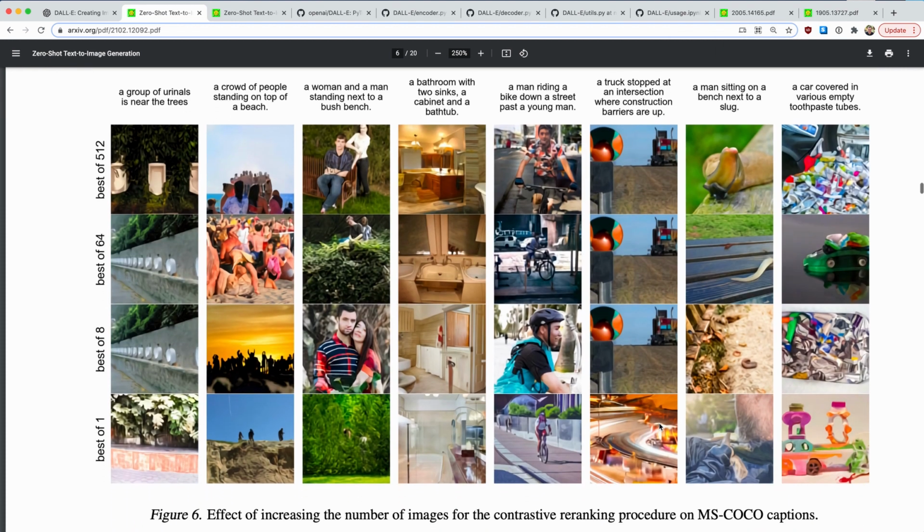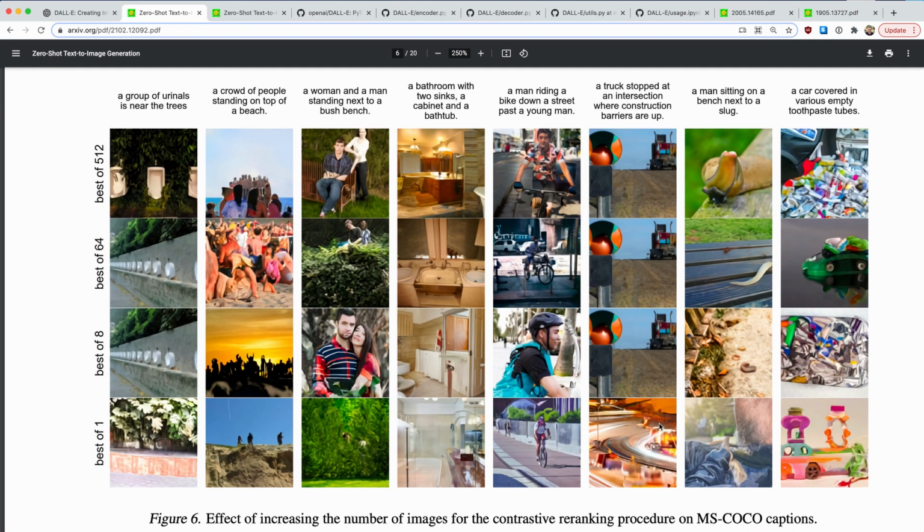And when we just look at the absolute best of one, that's like the first thing generated by the model, then they actually don't really match the caption that well in many cases. But once you go to 512 samples, it seems that it's able to explore the space much, much better and actually give you pretty good results at 512 samples. So I always wonder with things like that, how much diminishing returns is there? Like if you go to 1024 or 2048 or 4096, does the sample quality continue to improve?